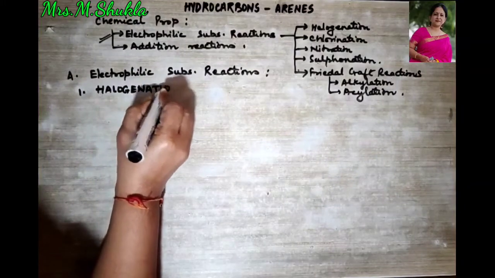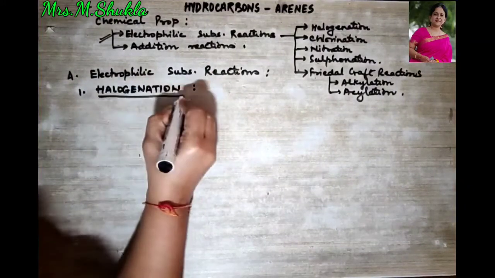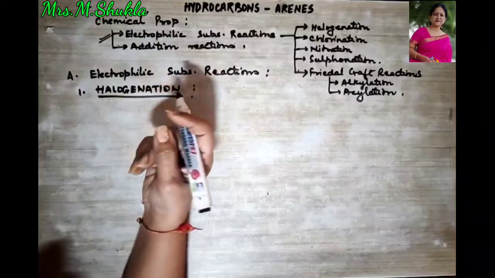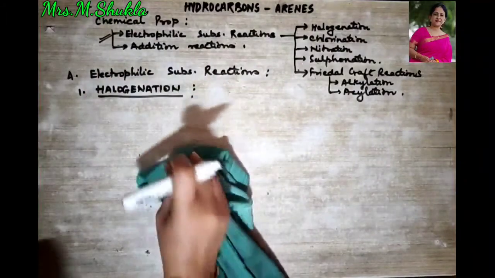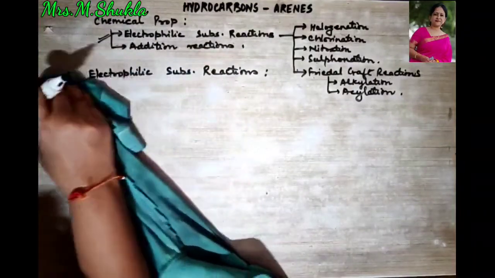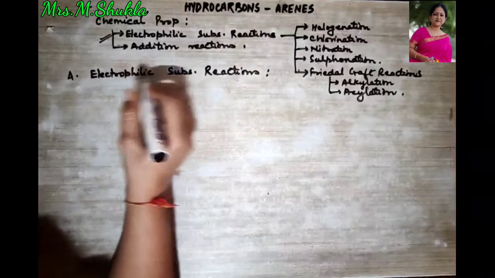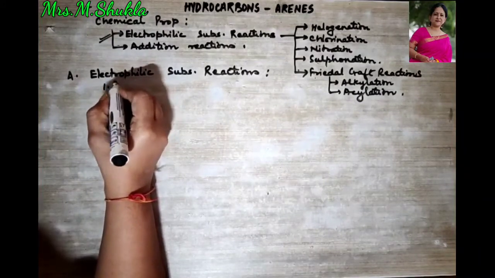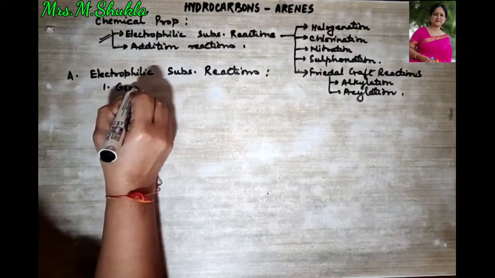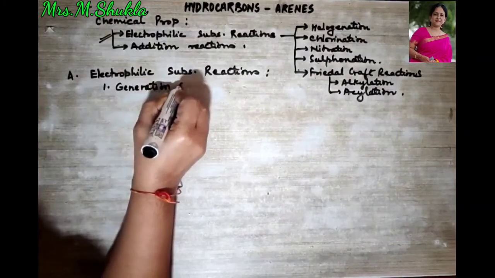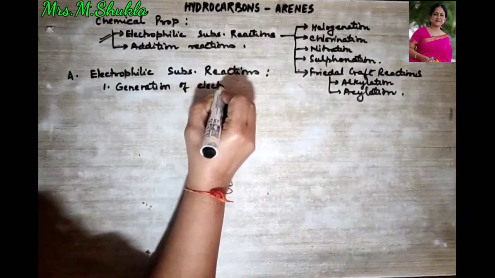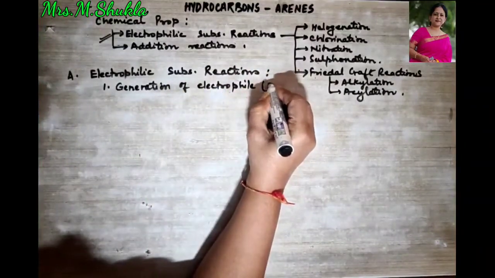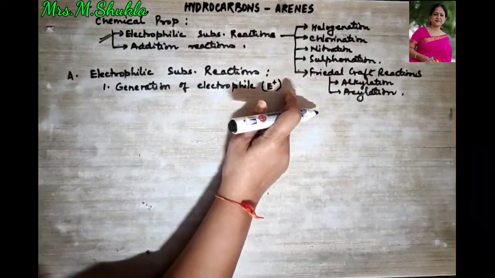Okay, so over here remember, all these electrophilic substitution reactions take place in 3 steps. So first let me write down those 3 steps, then we shall proceed with halogenation. What are those 3 steps? The first step is the generation of electrophile. So first we have to prepare the electrophile, and electrophile is written like E+, right?